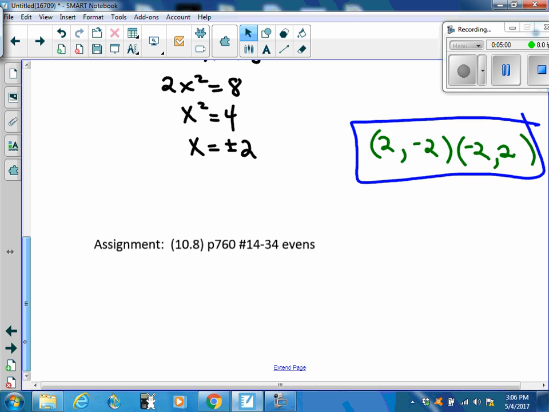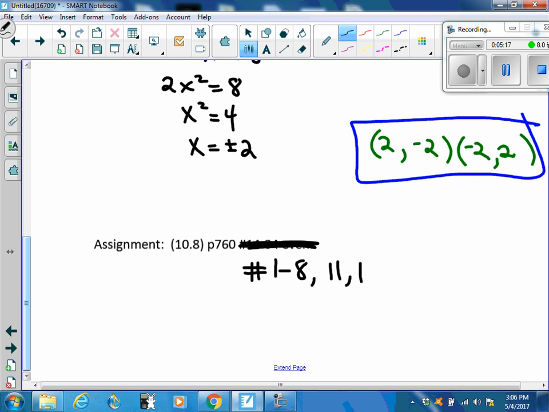Okay, as promised, I actually did change the problem set a little bit because I changed the lesson just slightly. We're still going to do page 760, but the numbers are going to be numbers 1 through 8 and 11 and 12, and we're going to do all of those.